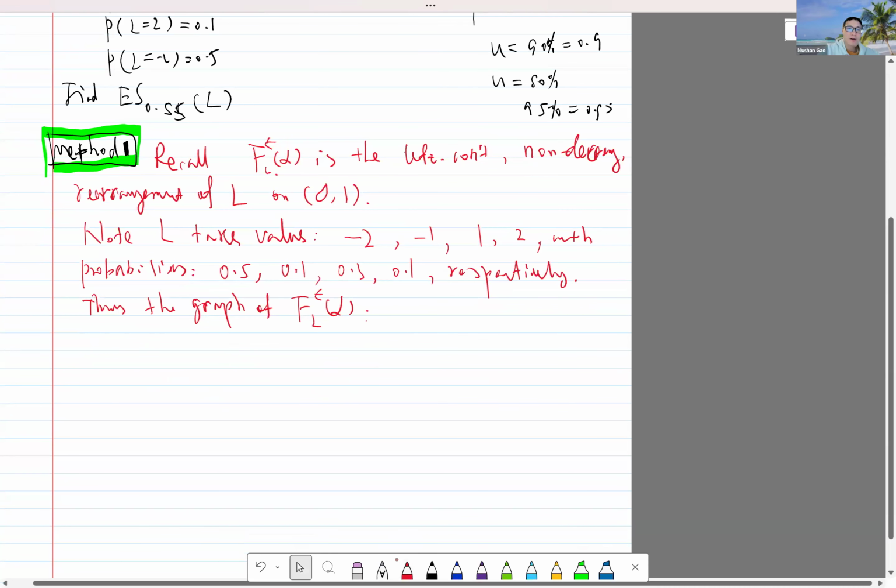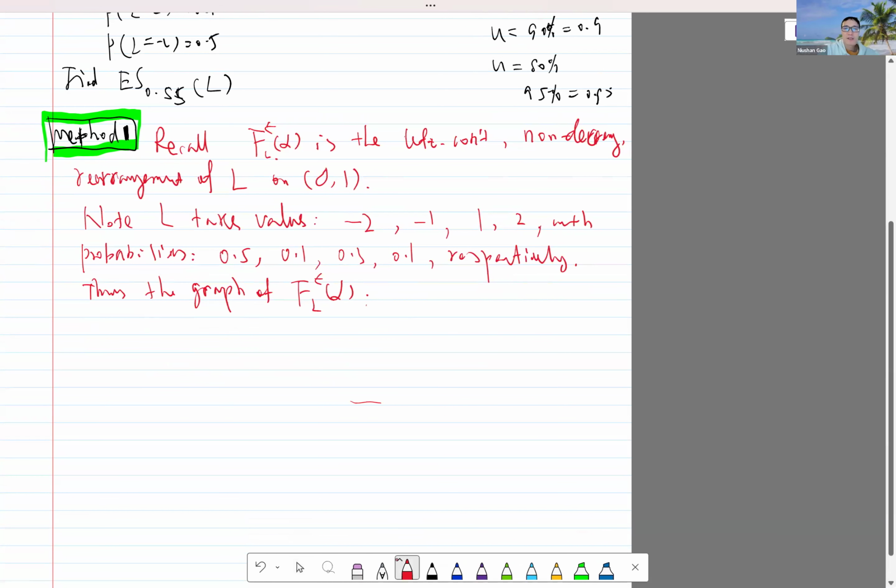So how do you get a graph? First, you mark the axis from 0 to 1. This is alpha, the axis for alpha. F left arrow is a function of alpha, right? Alpha is a probability between 0 and 1. So now look at the smallest value. The smallest value is -2 with probability 0.5.